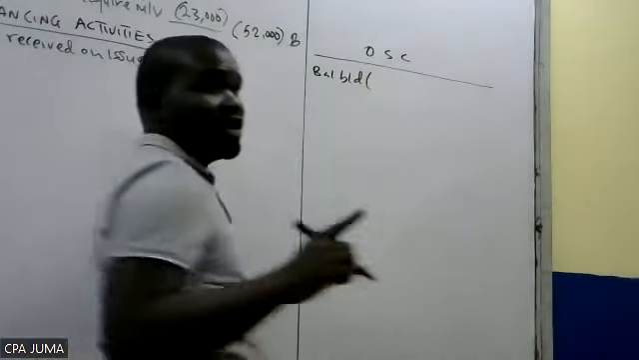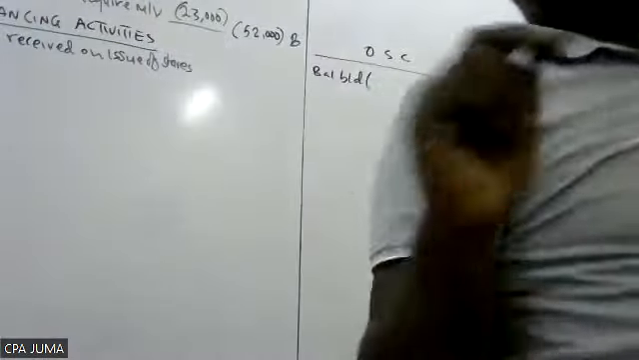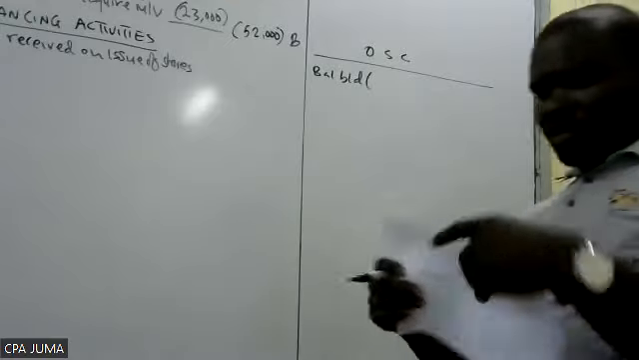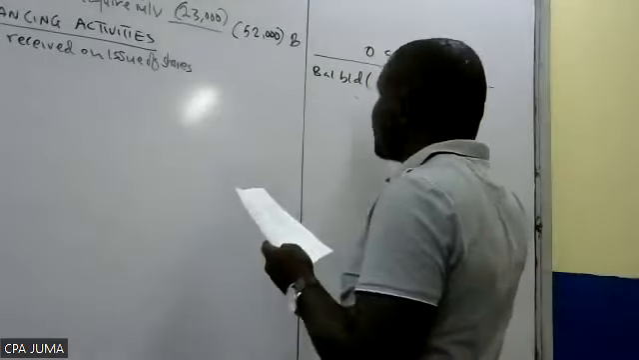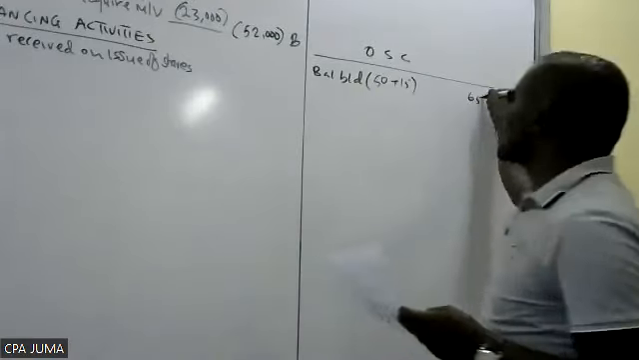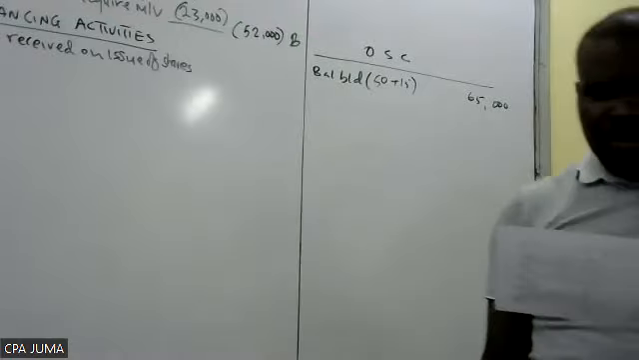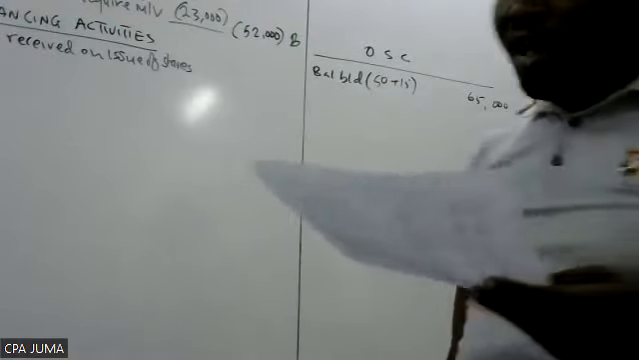Check ordinary plus share premium. Ordinary plus share premium, same family. 50 plus 15, giving you 65. There was a note. Note number 3. Check note 3.